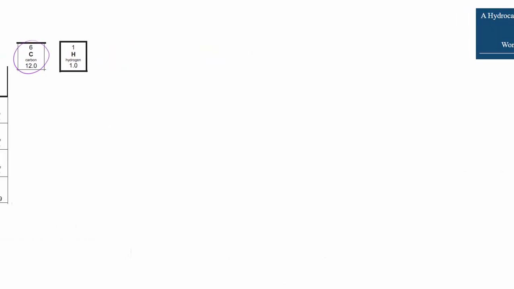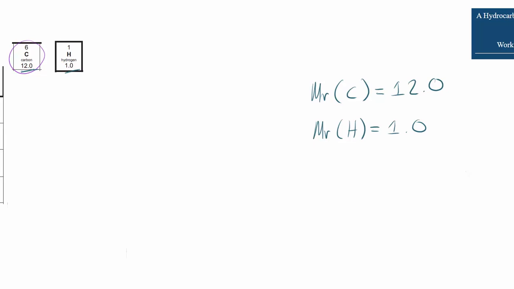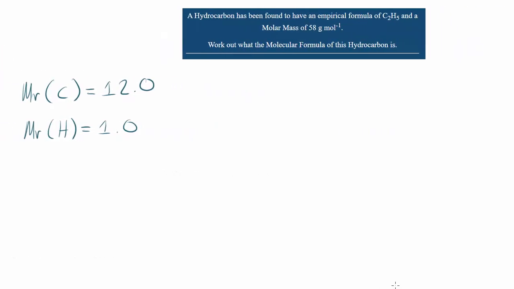The relative atomic mass is effectively the molar mass, so I'll use the Mr symbol for the molar masses. Mr of carbon is equal to 12, and Mr of hydrogen is equal to 1. Okay, so we've got the molar masses, but now we need to work out the actual molar mass of the empirical formula.